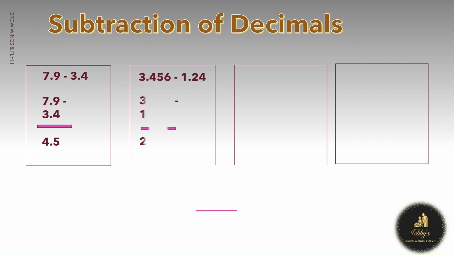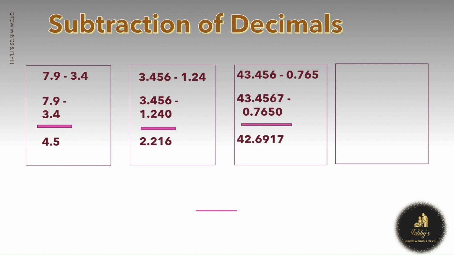In the second and third questions, in order to align the decimal points one above the other, we have added zeros towards the end of the second number. In the third question, we have used borrowing method to find the answer. Try it for yourselves.